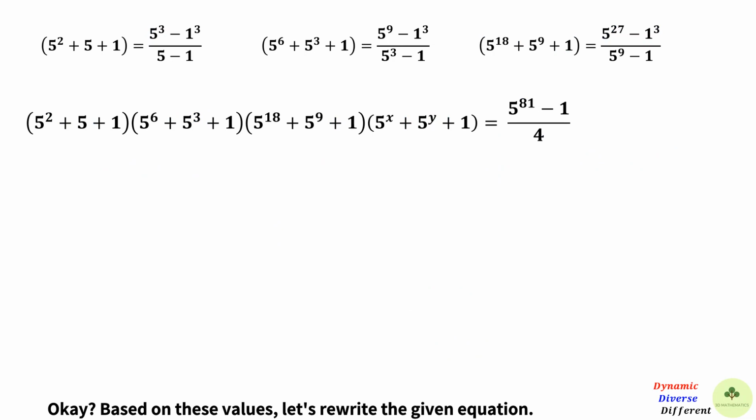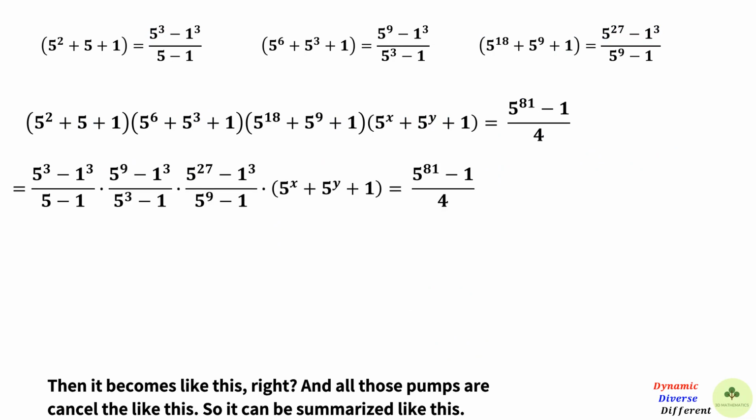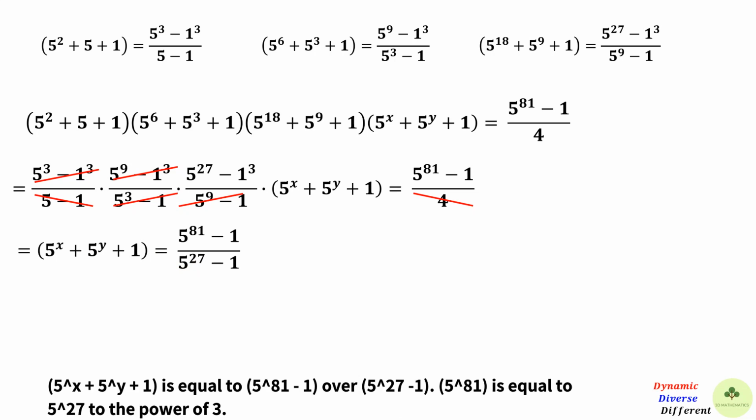Based on these values, let's rewrite the given equation. Then it becomes like this, right? And all those terms are cancelled like this. So it can be summarized like this. 5 to the x plus 5 to the y plus 1 is equal to 5 to the 81 minus 1 over 5 to the 27 minus 1.